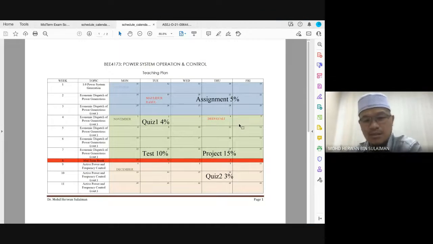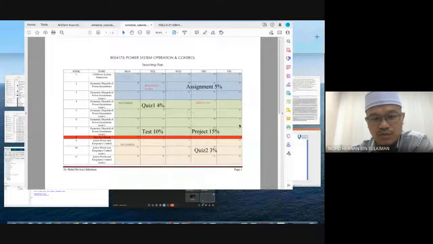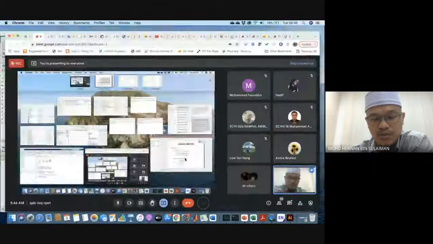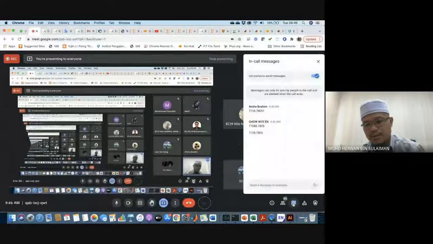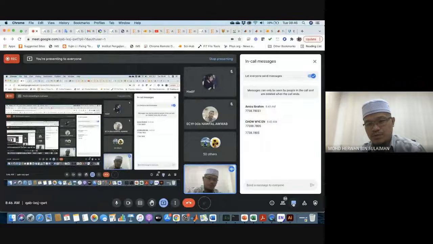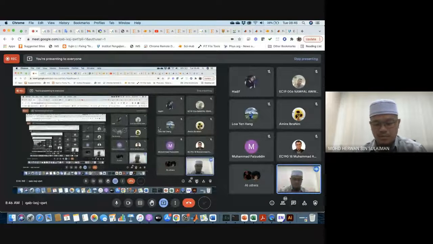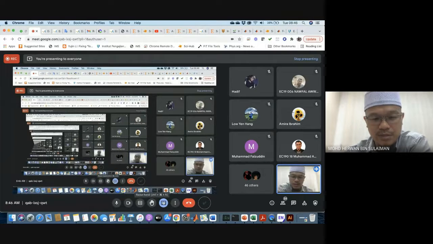Kita jumpa hari Khamis untuk kita discuss contoh cara nak solve guna economic dispatch, guna teknik-teknik baru lah untuk boleh apply dekat you punya assignment. Okey, itu saja. Terima kasih banyak.